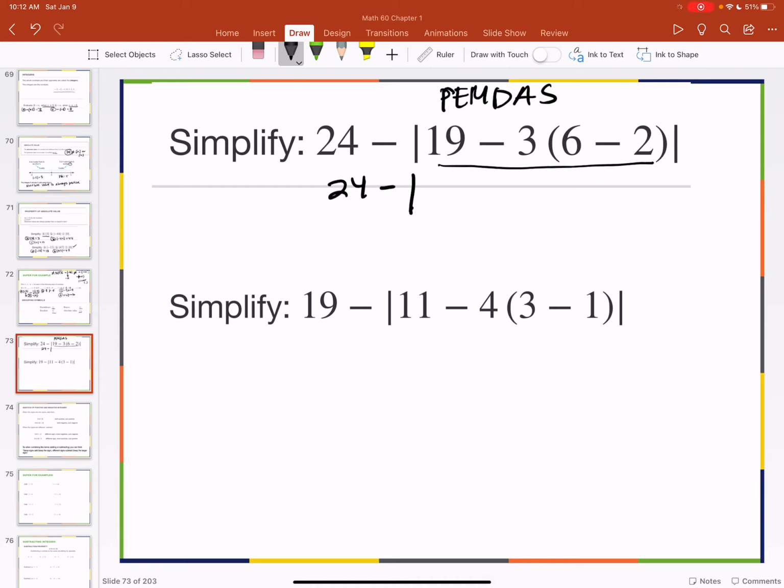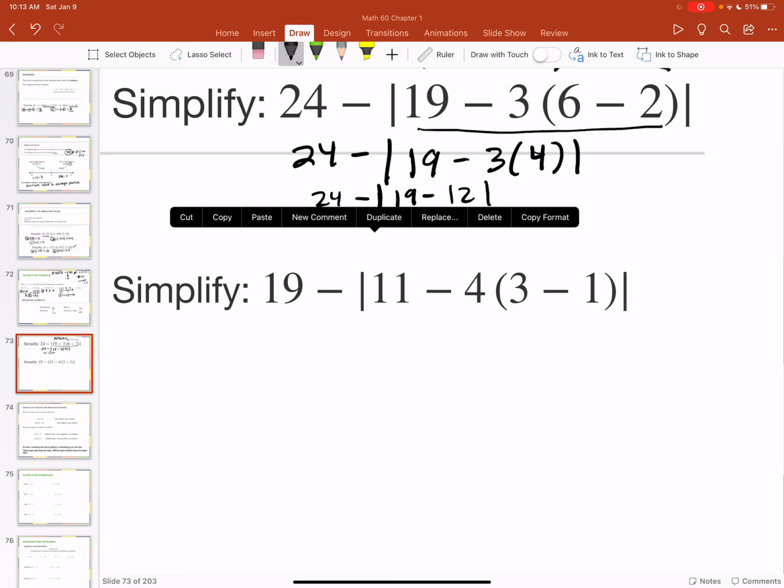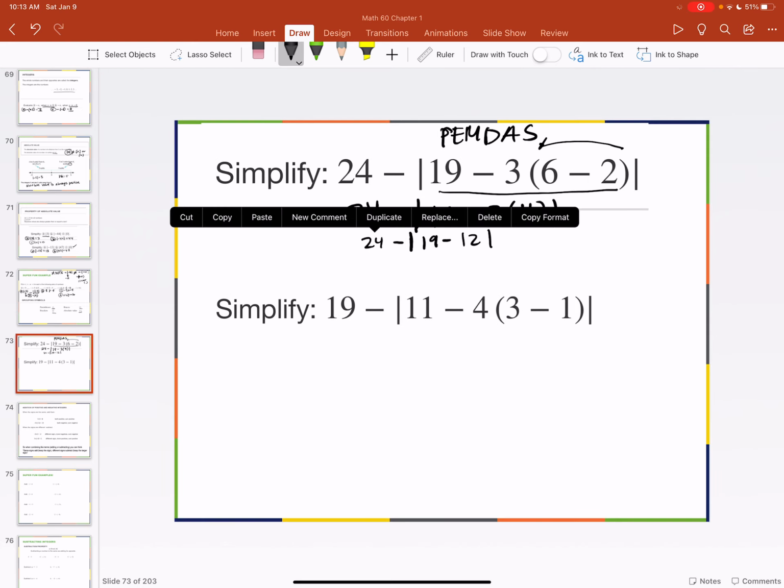But looking at this as if it was another little problem, ignoring everything else, we're going to do this parentheses first, right? Inside. So it would be 19 minus 3 times, and then 6 minus 2 is just 4 today. That's all I did. Everything else I just wrote. So 24 minus the absolute value of 19 minus, and then we're going to do 3 times 4 first because that is multiplication, okay?